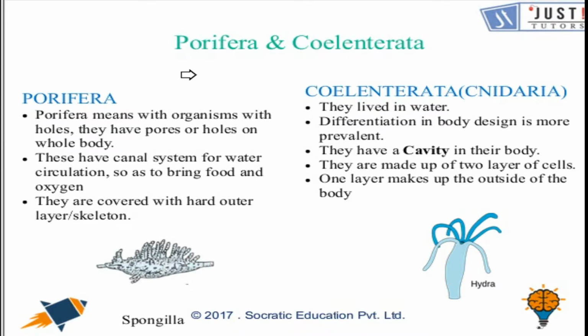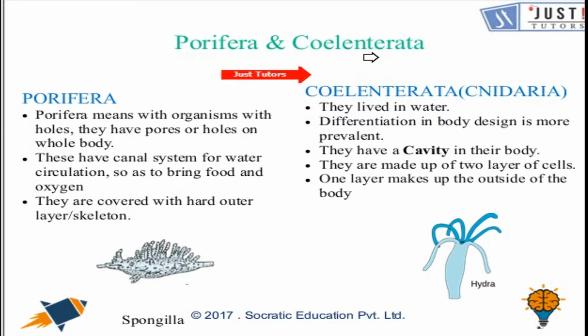So the first one is Porifera. These animals have pores all over their body, and the pores lead into the canal system, and the water flows through the canal system and facilitates entry of food and exchange of other materials. The animal is not differentiated into tissues, and the body is covered with a hard outer skeleton. For example, you can think of Spongilla or Sycon.